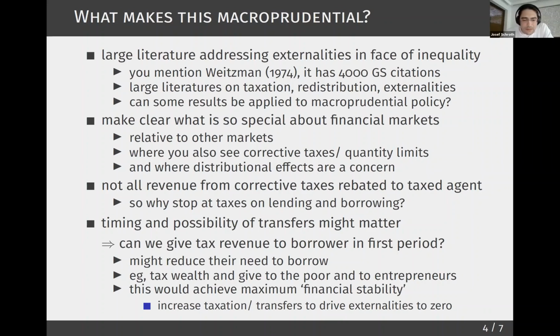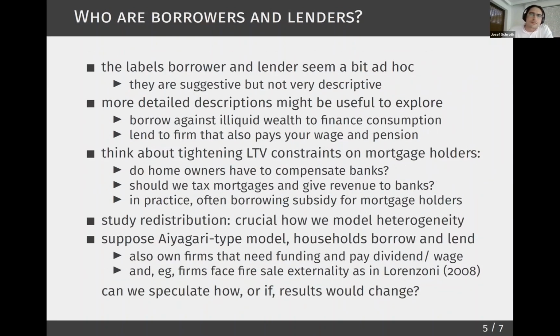And of course, it's your prerogative, but I think we might even increase taxation and transfers to drive the externality to zero. So just some motivation for why that's a financial market, again, a bit in that direction.